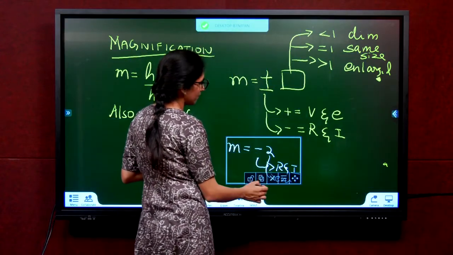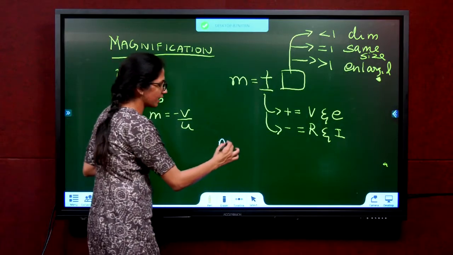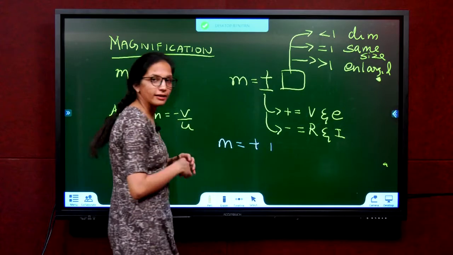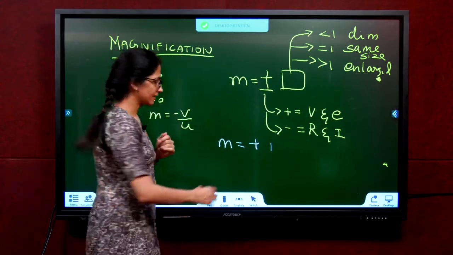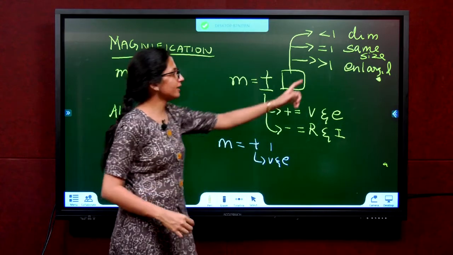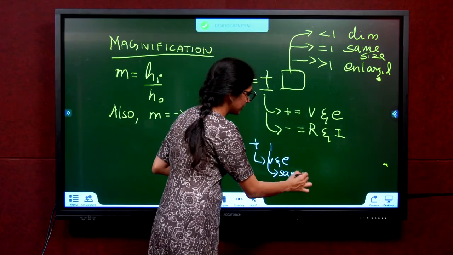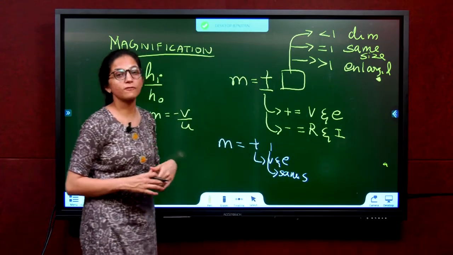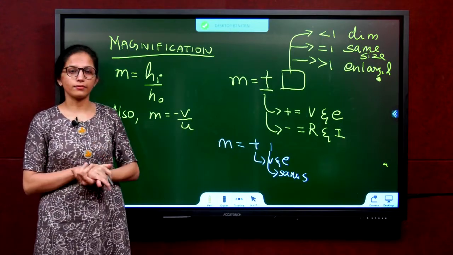Now, remember in the starting for plane mirror, I told you plane mirrors have magnification plus 1. Why? In plane mirrors, you see your image as virtual and erect. The plus indicates virtual and erect. The 1 indicates same size. We also saw we have same size. This is how we get M equals plus 1 for plane mirrors. I hope this is clear until now.